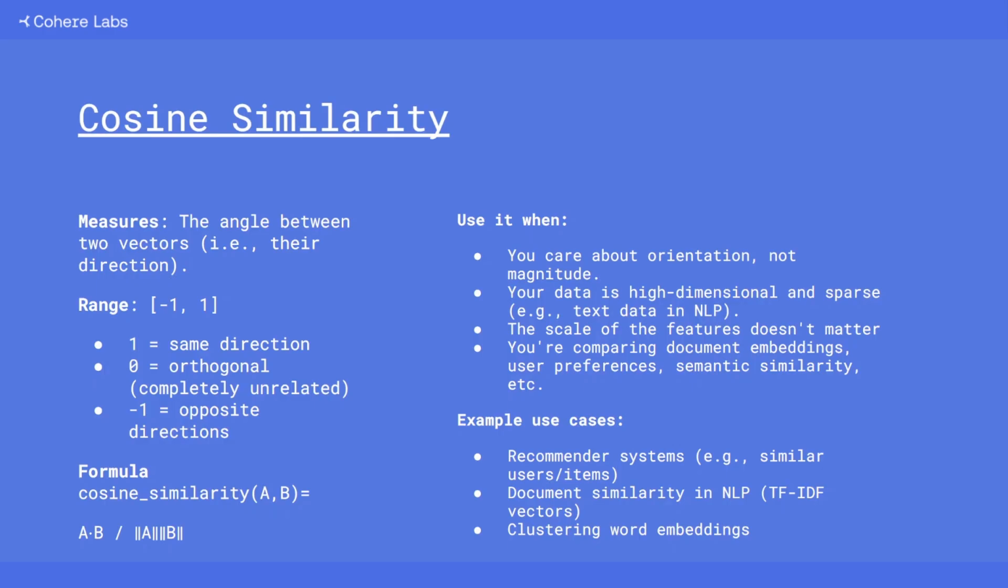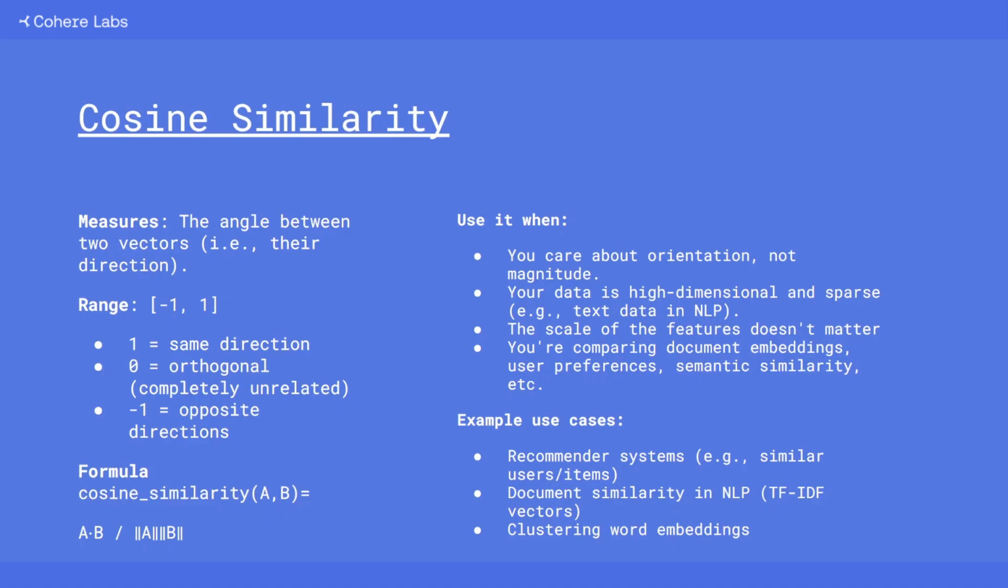Okay, so now that you know that, when do we use it? We use cosine similarity when we care about orientation, not magnitude. For example, your data is high dimensional and sparse. You might use it for text data in natural language processing. Additionally, the scale of your features doesn't matter. And lastly, maybe you're comparing document embeddings, user preferences, or semantic similarities. Semantic similarities is a huge one. That's where I often use cosine similarity.